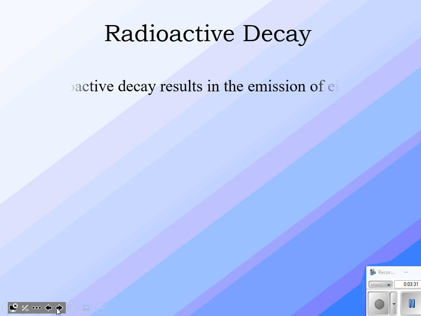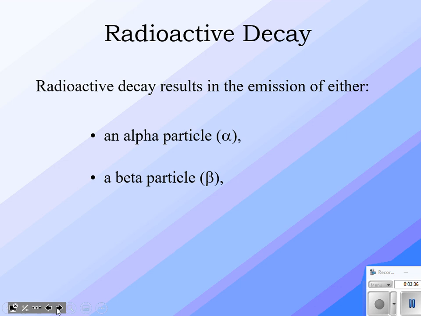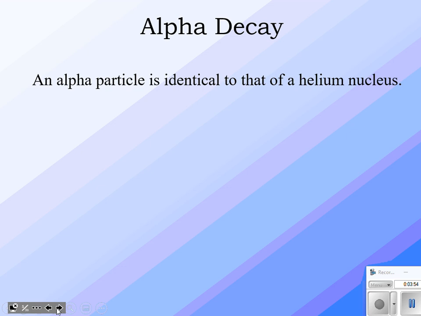Now, when we're talking about radioactive decay, I just told you we could have an alpha particle, a beta particle, or a gamma ray that is released, that is emitted. So, when we talk about alpha decay, it is where an alpha particle is being released, and that alpha particle is identical to that of a helium nucleus.